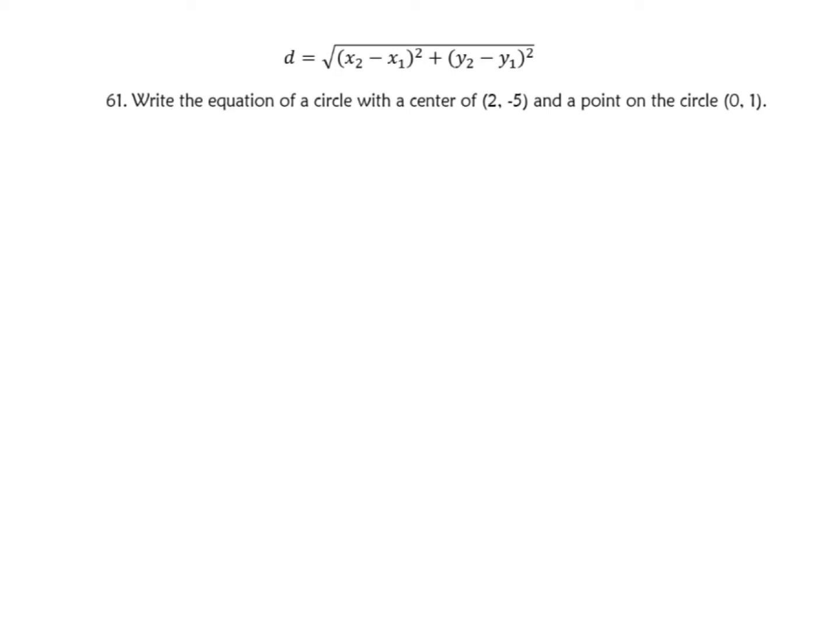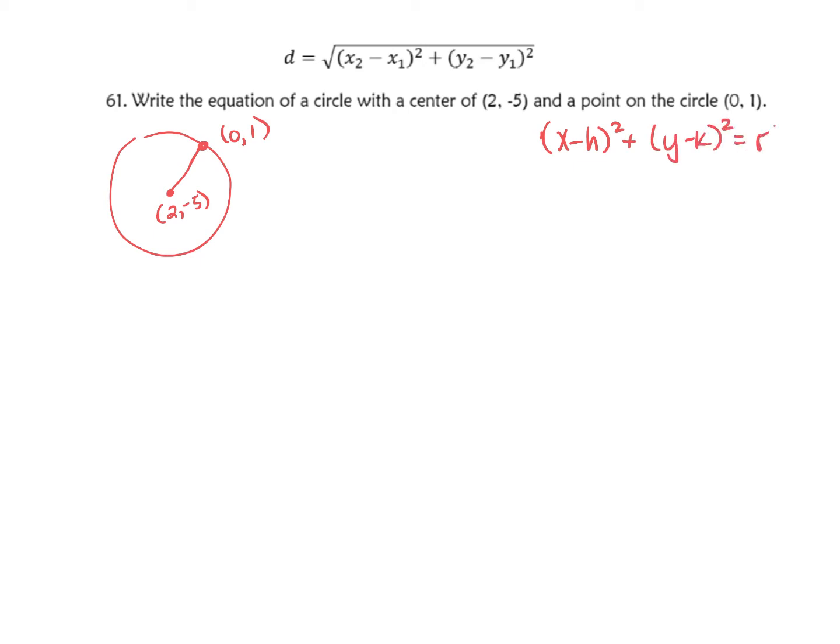Okay, so it says write an equation of a circle with a center of (2, -5) and a point on the circle (0, 1). So just visually, I'm saying that this point here is (2, -5), and there's some point on the circle. Again, this is not drawn to scale or accurately, but it is (0, 1). So I know the equation of a circle is the quantity of x minus h squared plus y minus k squared equals my radius squared. So I need my center and I need my radius.